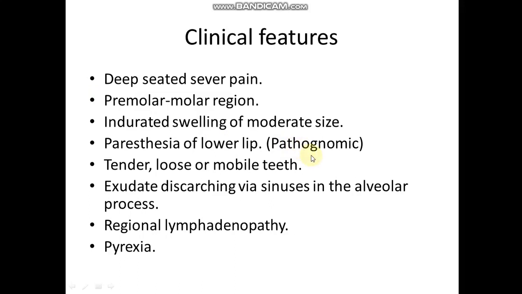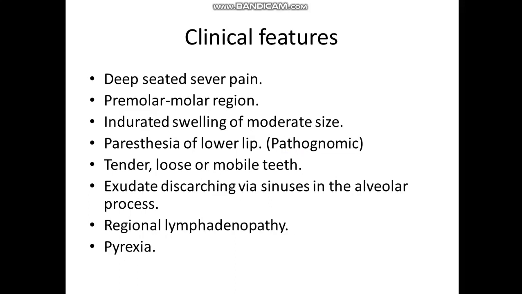Why? Since there is exudate within the medullary spaces, the exudate causes pressure on the nerve, the inferior alveolar nerve, and this will lead to paresthesia or anesthesia of the lower lip. The teeth in the affected region are usually tender because there is infection, loose or mobile. There is bone destruction. Exudate discharging via sinuses in the alveolar process.